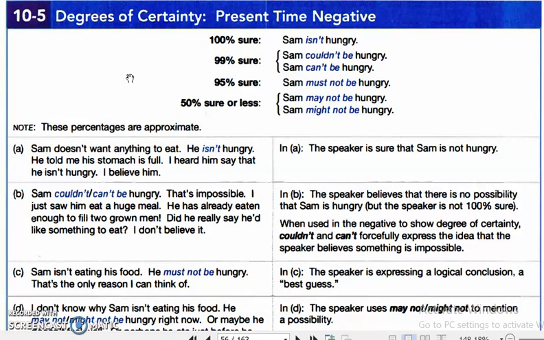But if you are about 99% sure, Sam couldn't be hungry. Sam can't be hungry. But if you are around 95% sure, more or less, Sam must not be hungry. So, the degrees of certainty in couldn't or can't be hungry, the speaker believes that there is no possibility that Sam is hungry, but the speaker is not really sure at 100%. When using the negative to show degree of certainty, couldn't and can't forcefully express the idea that the speaker believes something is impossible.